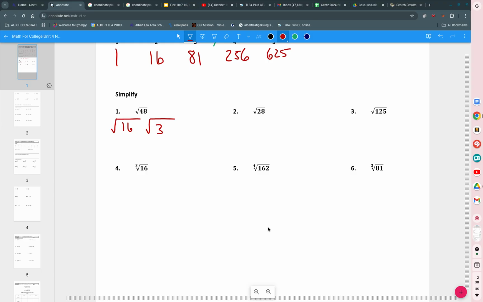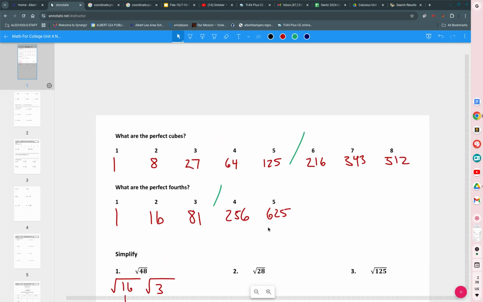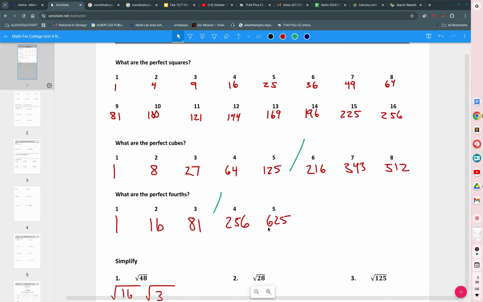The first number is always the one you can take the square root of. So the square root of 16 is 4. And then I leave the second part alone. So it's 4 root 3. The next one, I've got 28. I want to look up here. Is there a perfect square that divides evenly into 28?